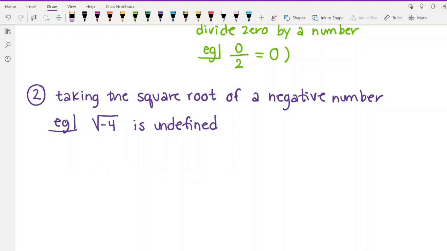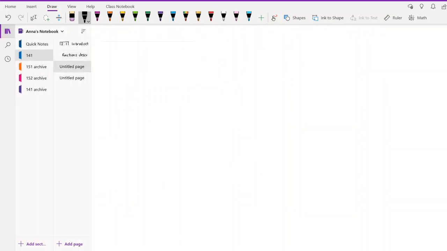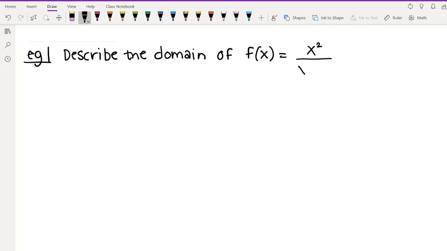Okay, so let's look at how this will actually play out in terms of finding the domain. I want to look at a first example here. Actually, I'll go to another page. So let's try to describe the domain. When I say describe, we're going to say in words what is and what is not in the domain of this function. So our function is f of x is equal to x squared over x minus 5. We want to think about what numbers will make this undefined. I think that's the best place to start.